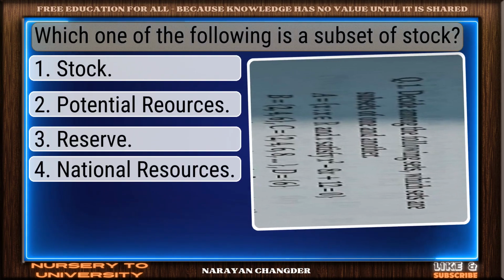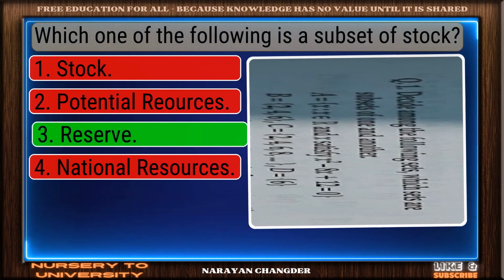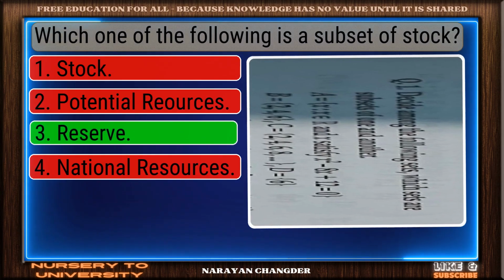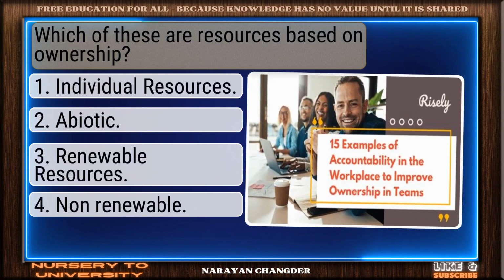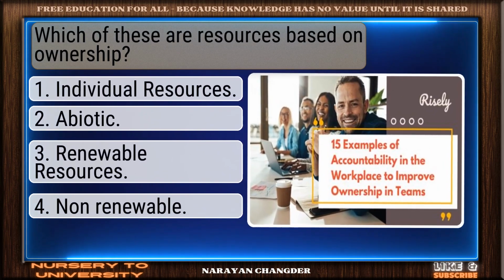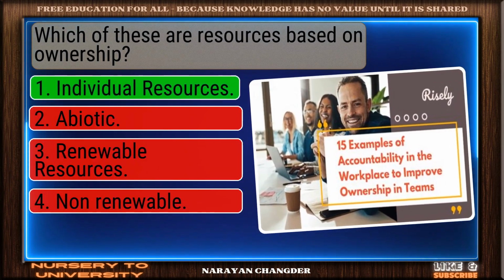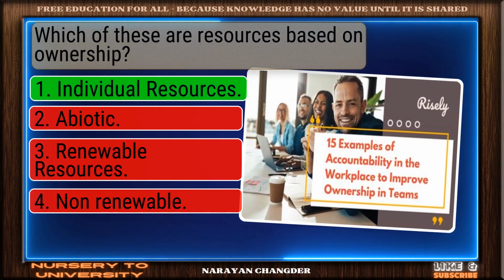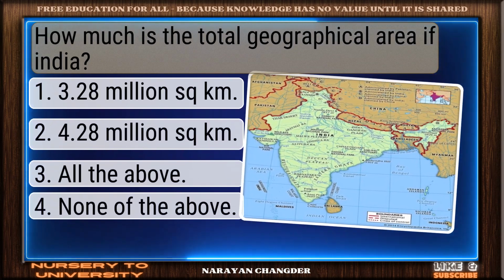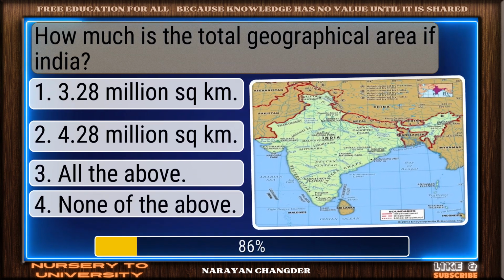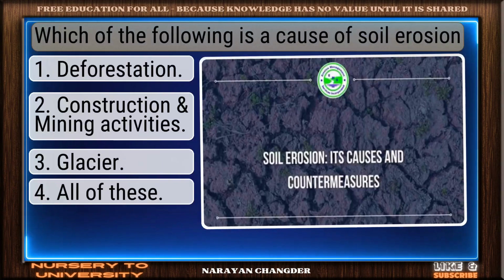Which one of the following is a subset of stock? Great thinking. Reserve is right. Which of these are resources based on ownership? Smart pick. Individual resources is correct. How much is the total geographical area of India? Well done. 3.28 million square is right.